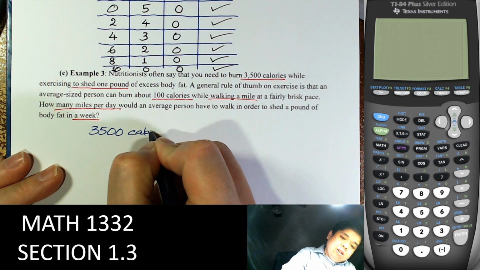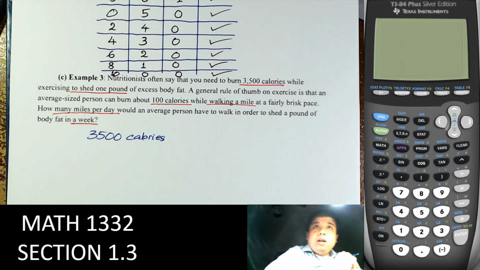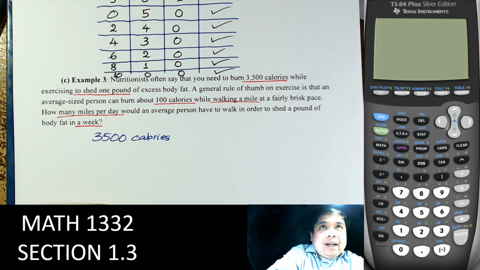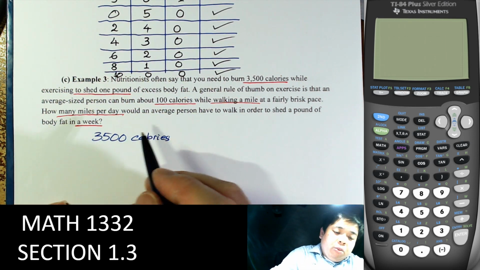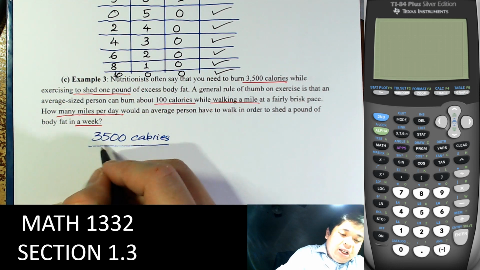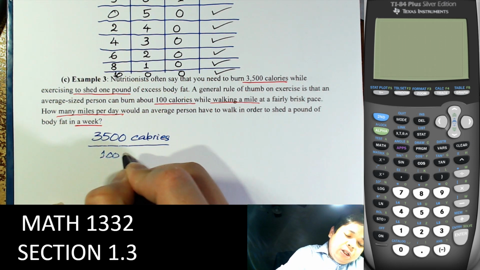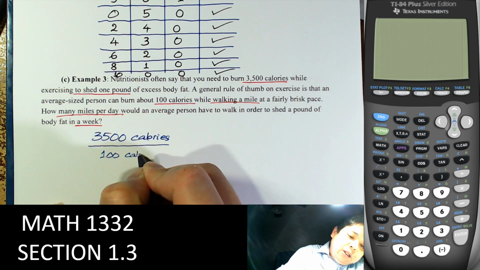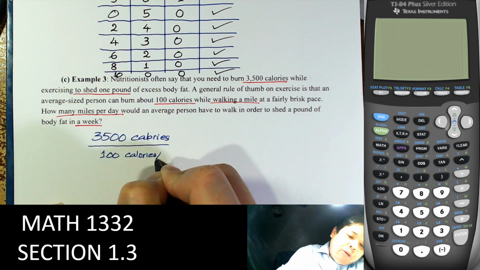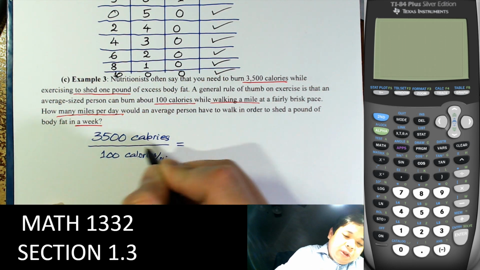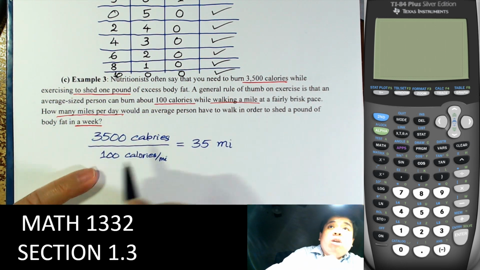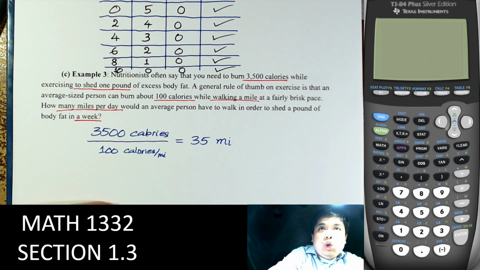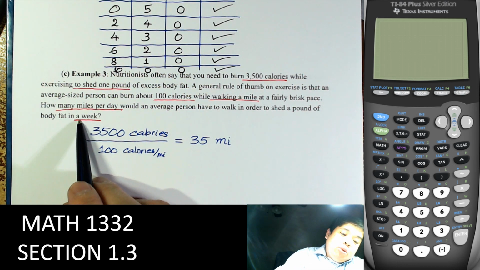calories, right? And 100 calories if we walk a mile. So if we divide that by 100 calories a mile, that gives us 35 miles. So we have to walk 35 miles to lose 1 pound. Now, 35 miles, and we walk in 7 days.